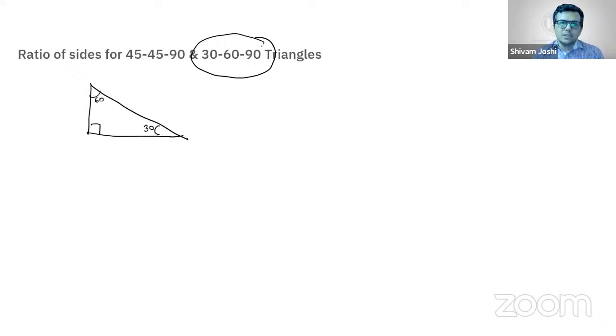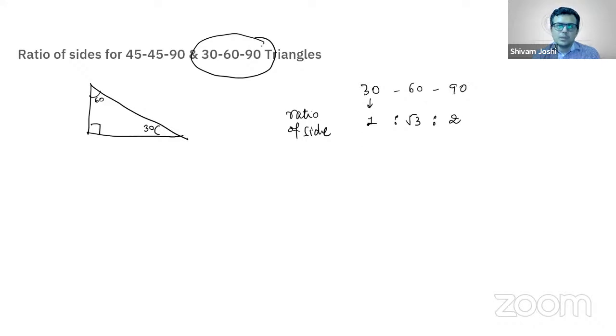Whenever you get this kind of 30, 60, 90 triangle, you can say that the ratio of sides opposite to 30, 60, and 90 is going to be 1, root 3, 2. This 1 is the measure of the side opposite to the 30-degree angle. Side opposite to the 30-degree angle is 1. Side opposite to the 60-degree angle is root 3. Side opposite to the 90-degree angle is 2.